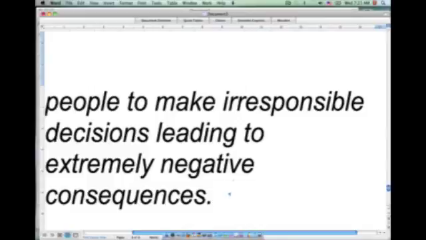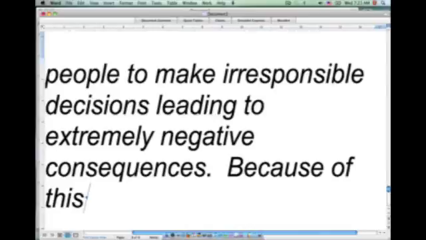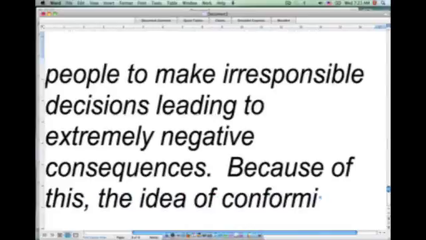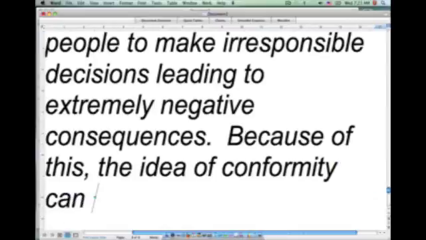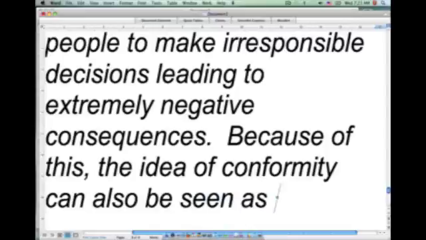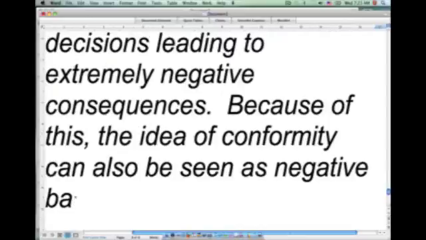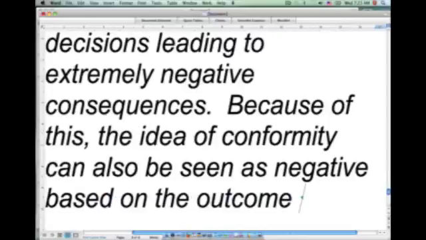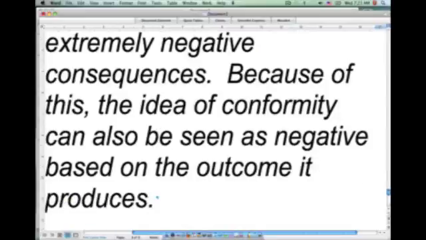Okay, so now we want to link back to our thesis again. This time we're showing how conformity is a negative thing. So because of this, the idea of conformity can also, keyword here, be seen as negative based on the outcome, let's say outcome it produces. So because of this, the idea of conformity can also be seen as negative based on the outcome it produces.